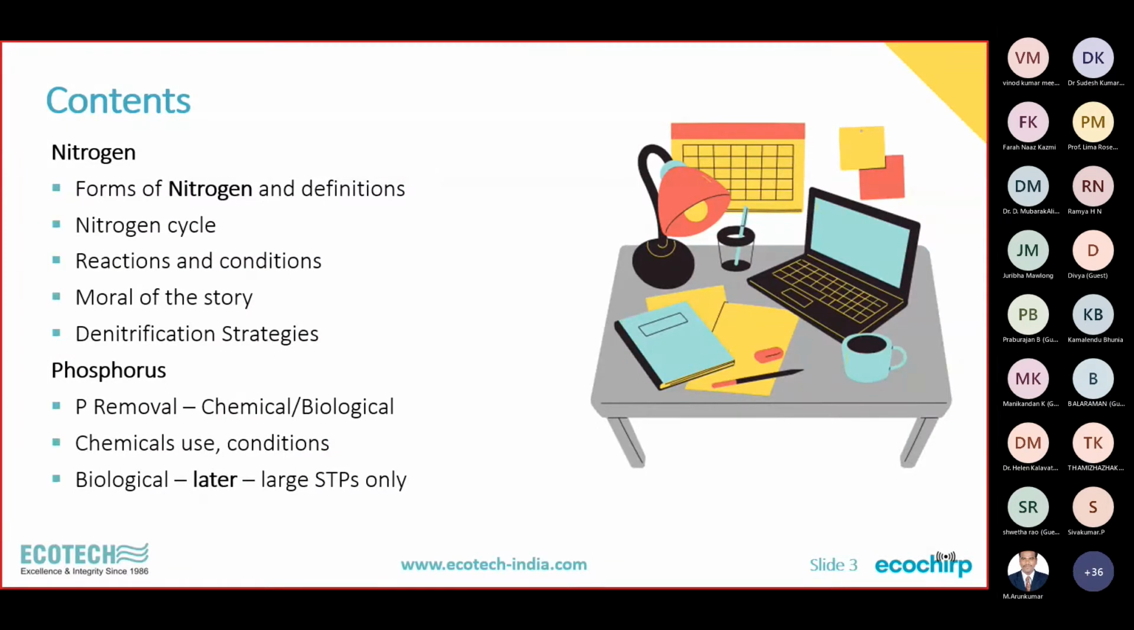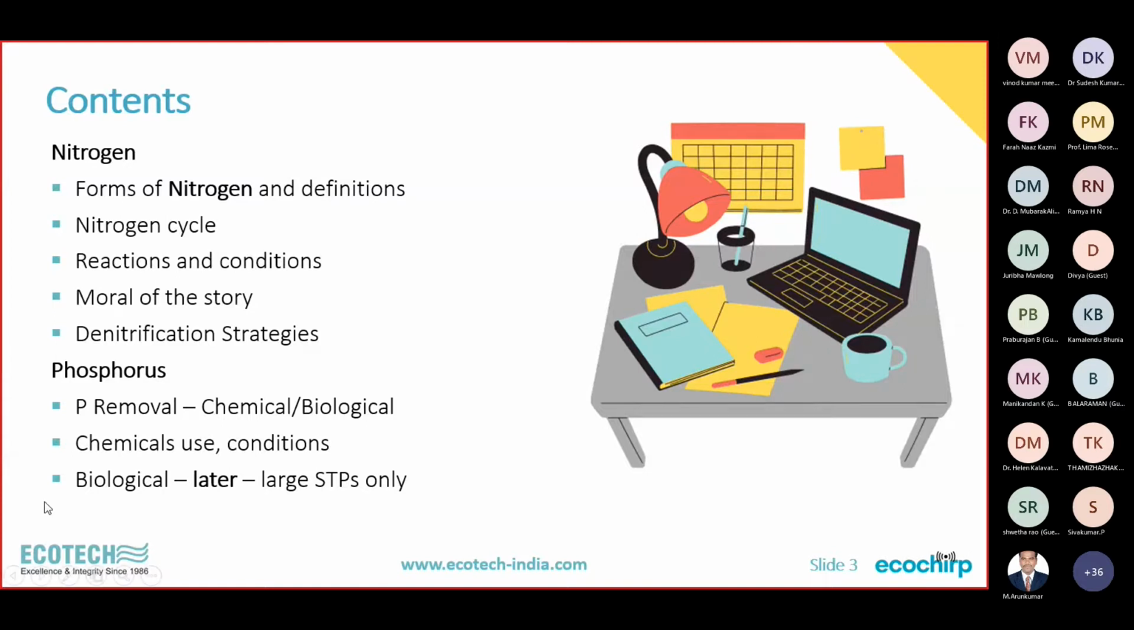The contents of this presentation: nitrogen, forms of nitrogen and definitions, the nitrogen cycle in the environment, reactions and conditions for the nitrification and denitrification stages, and the moral of the story, denitrification strategies. And let me again reiterate, this presentation is purely focused on small scale, decentralized urban STPs. So different criteria, different concepts may be used for large scale treatment plants, like municipal treatment plants. We are talking about these small scale plants. What is the most optimum strategy and technologies to be used?